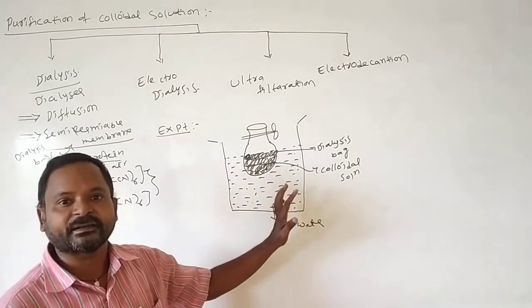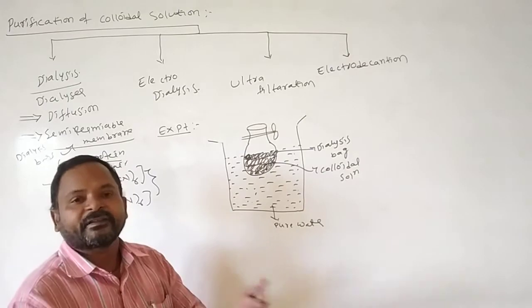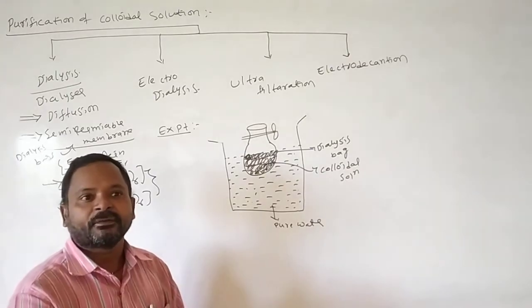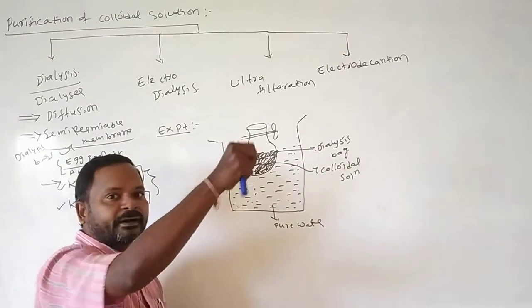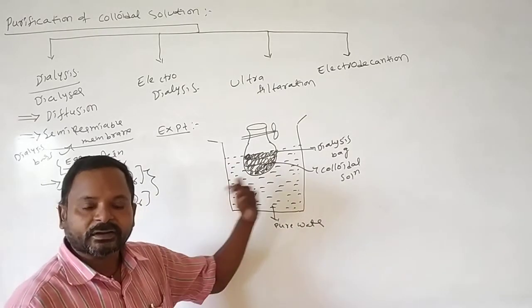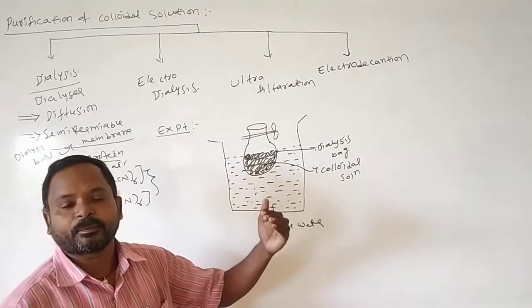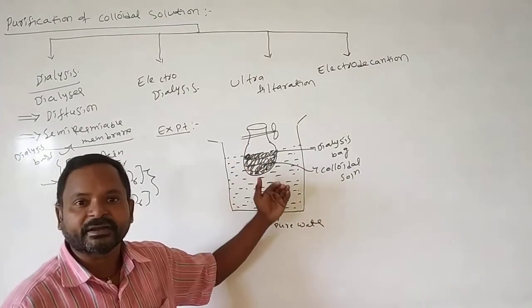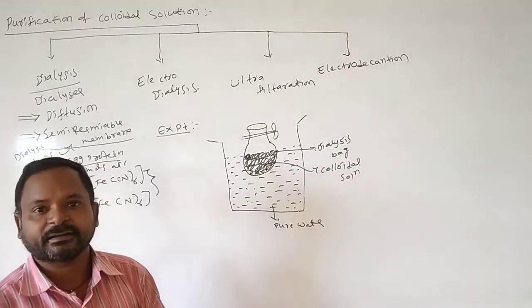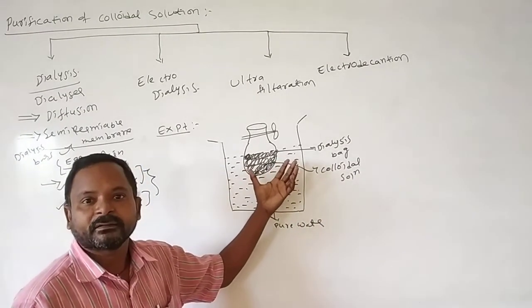That is the role of the semi-permeable membrane. You can rotate 10 times or 15 times or 20 times. Rotate like this only for 2 hours, 3 hours. After 2 or 3 hours, the solvent particles and impurities come outside, and we get the pure form of colloidal solution.